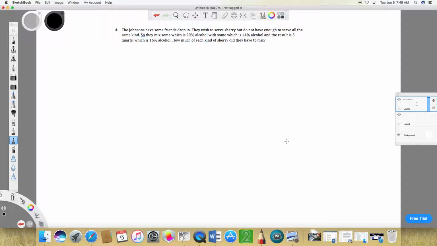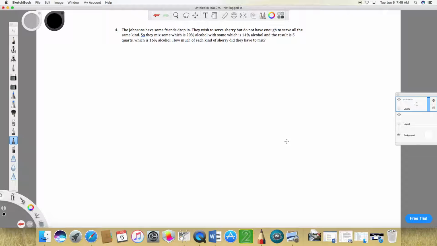The Johnsons have some friends drop in. They wish to serve sherry, but do not have enough to serve all the same kind. So they mix some which is 20% alcohol with some which is 14% alcohol, and the result is 5 quarts, which is 16% alcohol. How much of each kind of sherry did they have to mix?